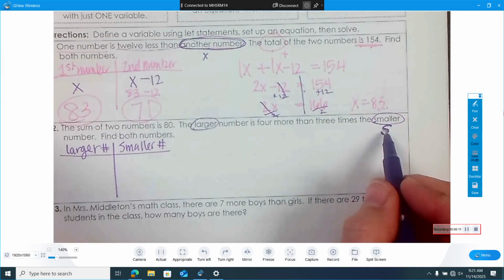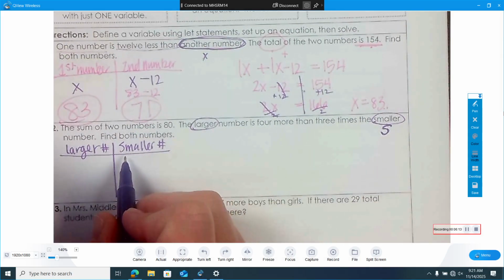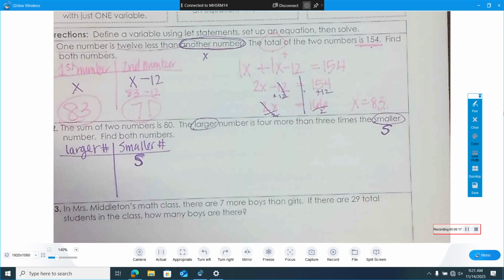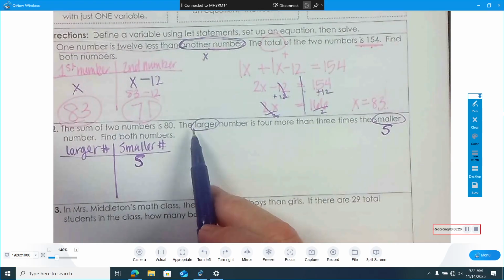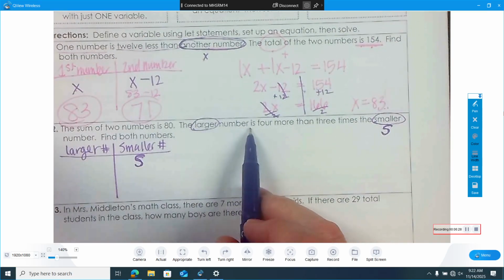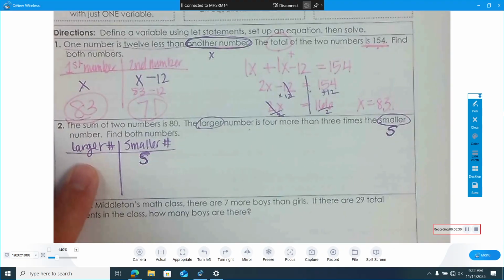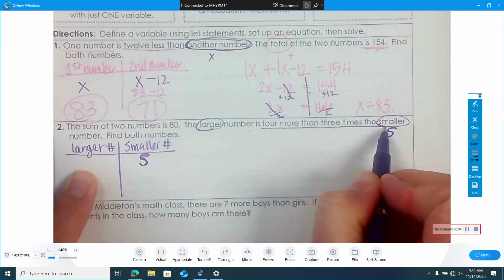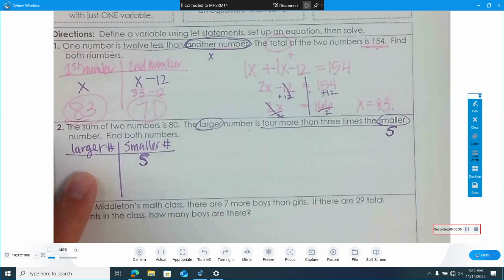All right. So where should I put my S? Under the smaller one. Yeah. So I'm going to use a very special letter because it helps make more sense instead of just using generic X's and Y's. S is for smaller. So then it says the larger number is, so now we're talking about the larger number. The larger number is 4 more than 3 times the smaller. What do you suppose we can write for 4 more than 3 times the smaller?